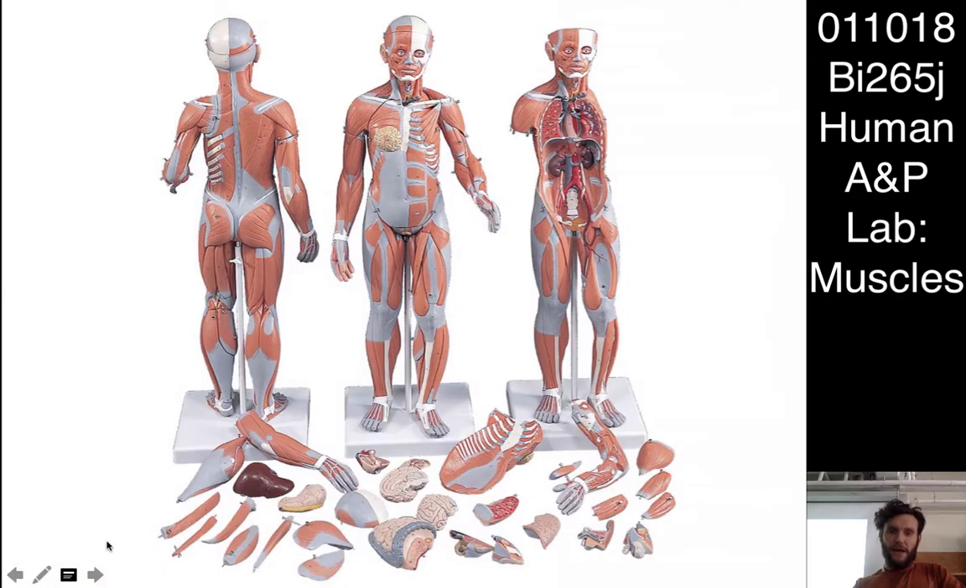Then there's this guy. He is going to be one of the best models to identify a lot of these structures. I have an arm, a leg. That's the only decent torso, a muscle torso that I have, and the only decent facial muscles that I have, although these two here on the sides also are facial muscles.